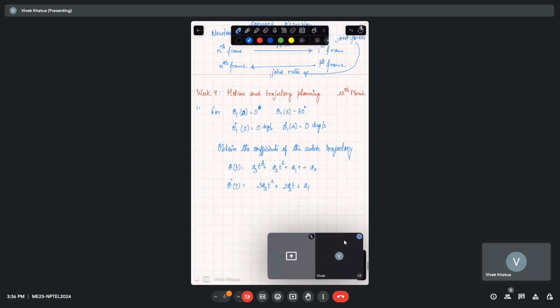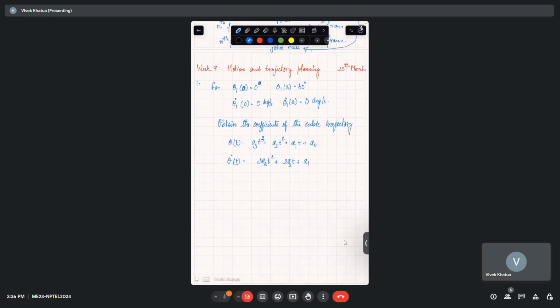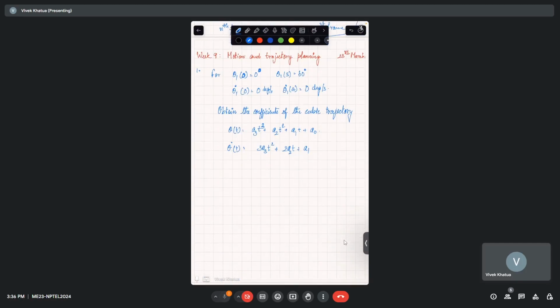Right. Wonderful. So we have our first question with us. So the thing they have asked here is that you are given some parameters, right? So these are your boundary conditions of your trajectory, initial and boundary conditions. This is an initial condition, boundary conditions on trajectory, right? So what we are asked here is to find all the coefficients of the cubic trajectory.